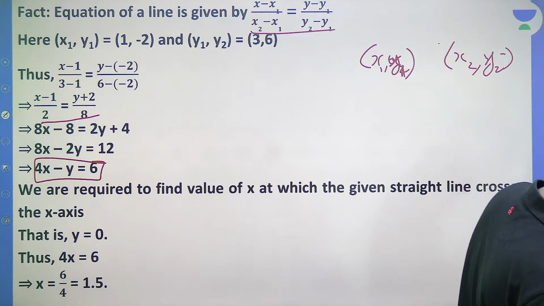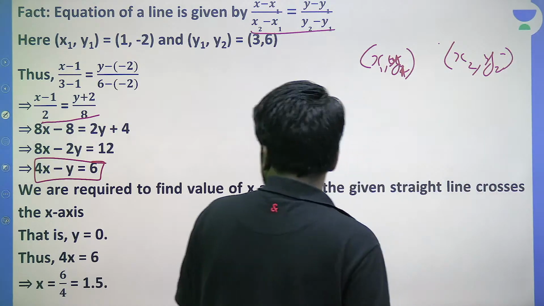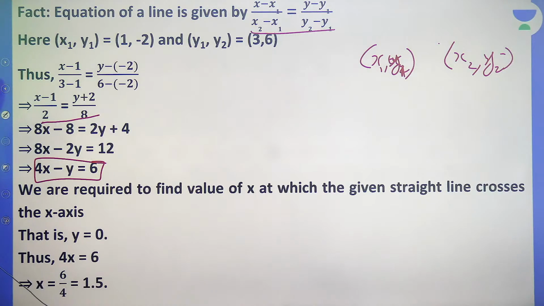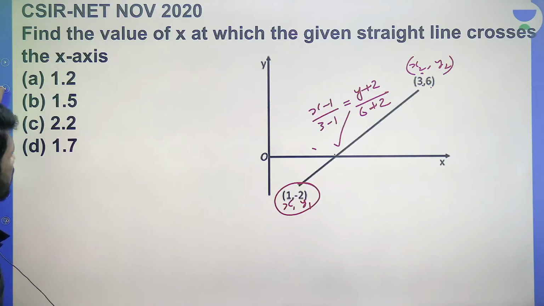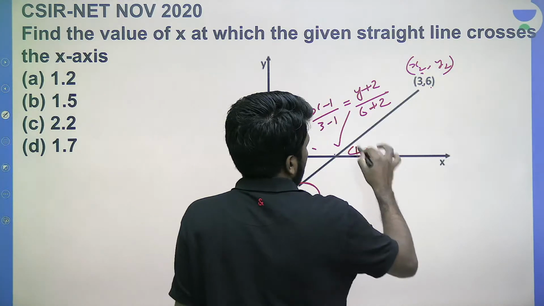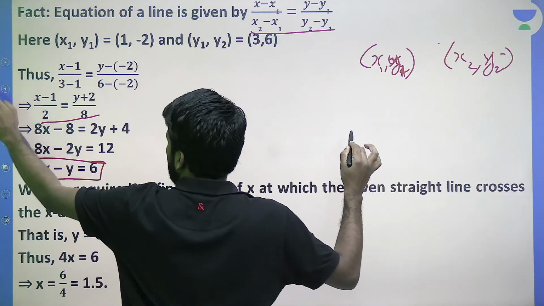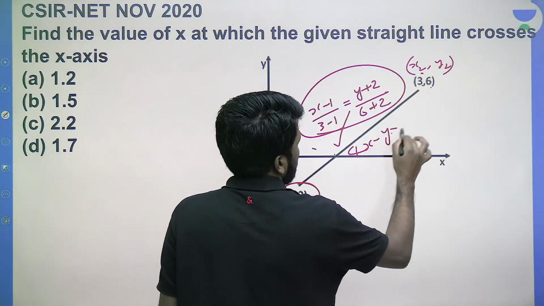Yes, Sheetal, I will explain how to do it using the distance formula also. I will discuss that. Okay, so 4x minus y is equal to 6. Now, that is the equation of this line. After simplifying this equation, we get 4x minus y is equal to 6.